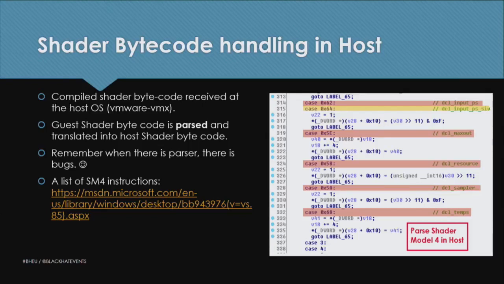For that, there is a lot of translation and parsing going on. And you have to remember that when we are parsing some untrusted data, there can be some serious issues. In the screenshot, what you see inside the VMware VMX, it translates each and every guest shader instruction to the host specific shader instruction. The screenshot here shows how each opcode of this intermediate shader assembly gets converted.